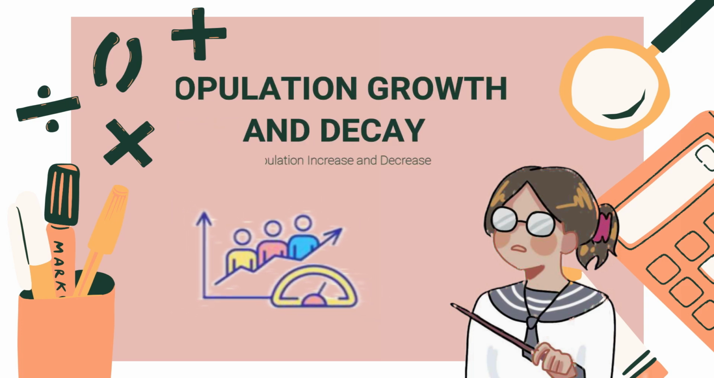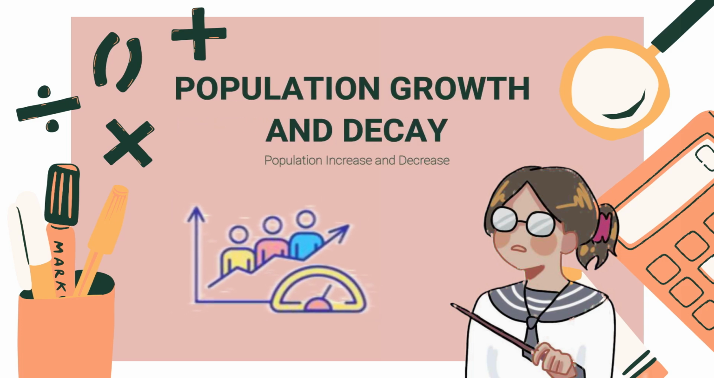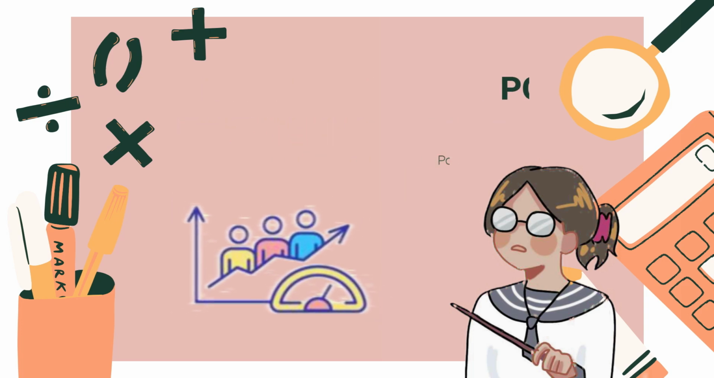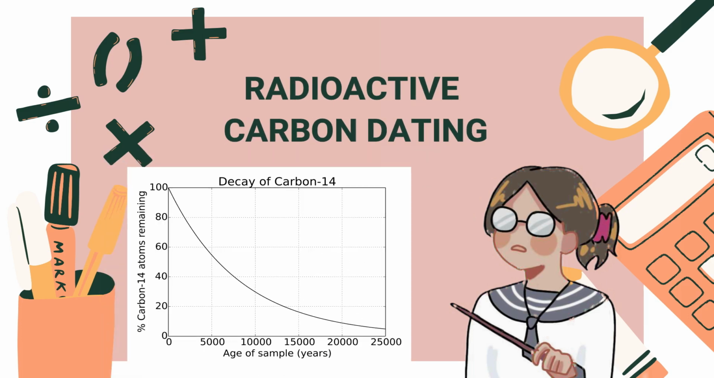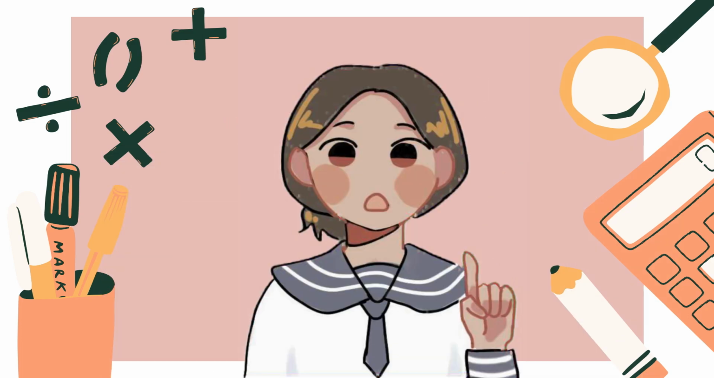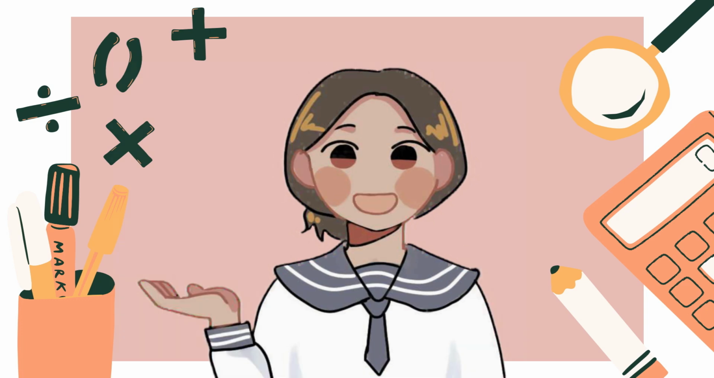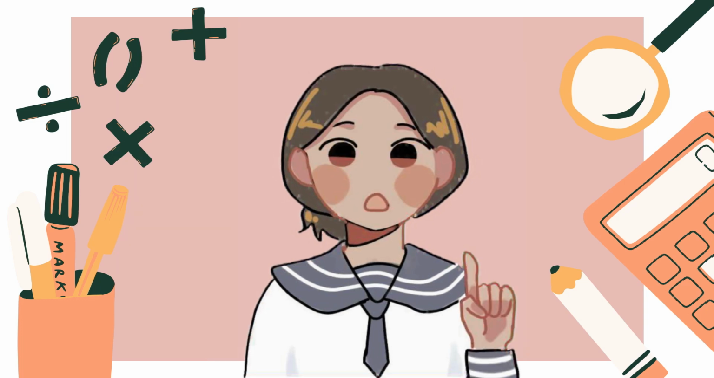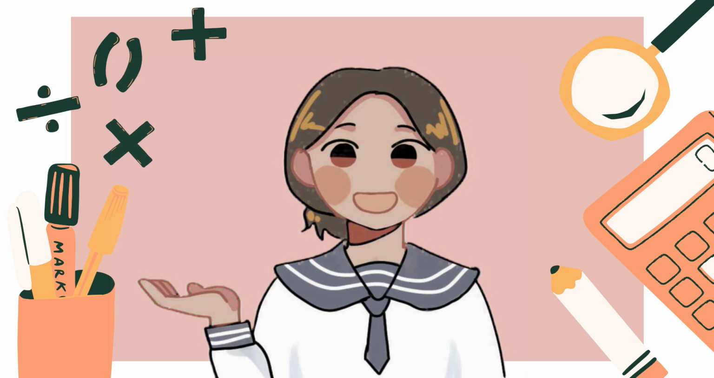Number 4, population growth and decay, also known as the increase and decrease of population. And lastly, number 5, radioactive carbon dating. Every lesson in math has its significance in today's society. Without math, things will be completely different from here on out. Yes, the lesson progressively got more difficult, but it is still important to learn about it, which is why we shouldn't take math for granted.